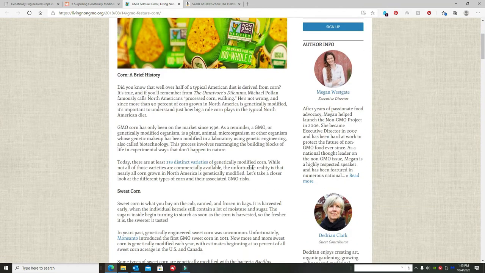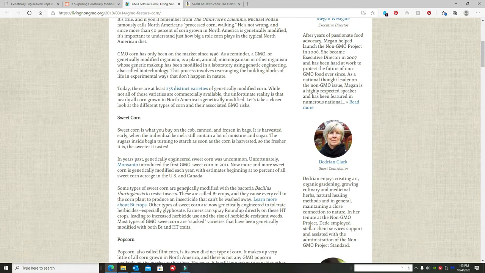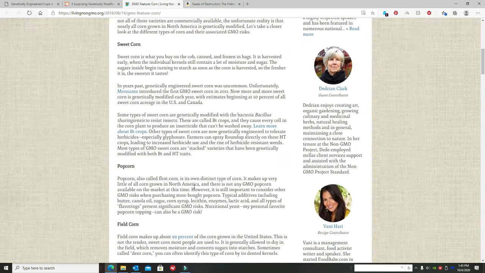There's 238 distinct varieties. Seeds, you know, they get used to your soil, your environment. They only introduced GMO sweet corn in 2011.